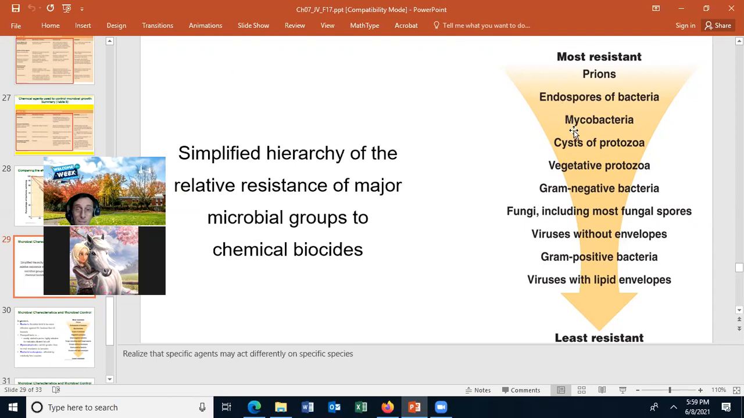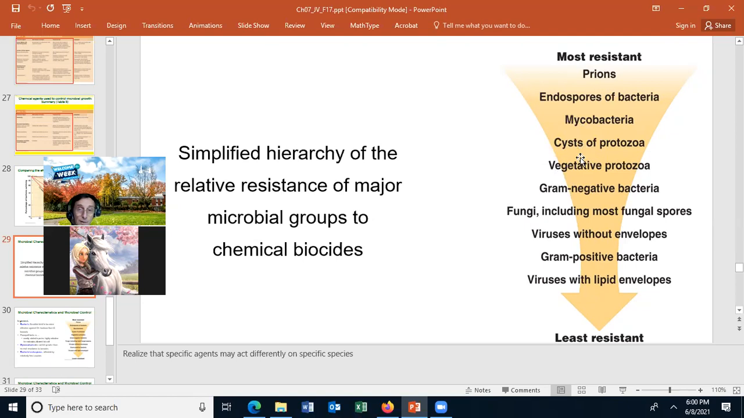Mycobacteria is another bacteria that is resistant to most treatments. Any treatment that is water soluble, so any chemical biocide that dissolves in water, is probably not going to work on mycobacteria. And that's because mycobacteria have a lot of mycolic acid in the cell wall. And mycolic acid is a lipid, and that will prevent the water-soluble chemical from getting into the mycobacteria and then killing it.